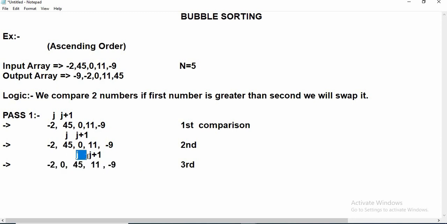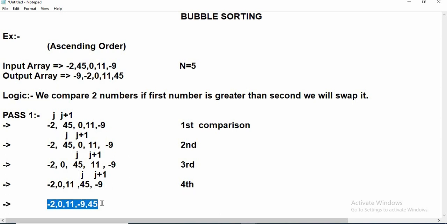Our j is again incremented and it is now pointing to the third element, which again is the 45, and j plus 1 is pointing to 11. Now you can see the first element is greater than the second element, so again we will swap it. After swapping, we get this array. Again j is incremented and now j is pointing to the fourth element. So we compare 45 and -9. 45 is greater than -9, so again we swap it. Here the fourth comparison happens.